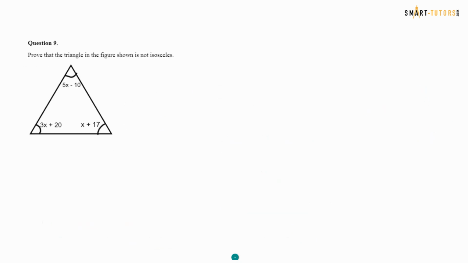Question number 9, prove that the triangle in the figure shown is not an isosceles triangle. So all you want to do is find an equation: 5x minus 10 plus 3x plus 20, x plus 17, and add them up.